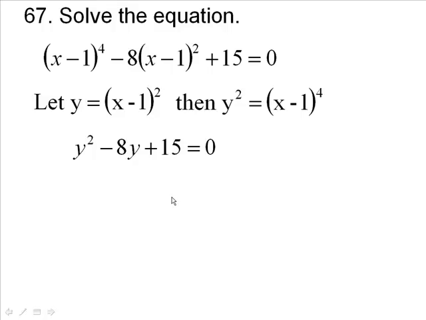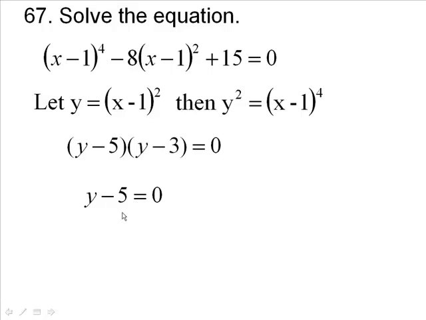Now I can factor this to be negative 5 and negative 3. Negative 5 times negative 3 is plus 15. Negative 5 and negative 3 is negative 8. So let me just replace this with y minus 5 and y minus 3. So we factored that, we got y minus 5, y minus 3. Now, let's consider y minus 5 equals 0. If y minus 5 is 0, y is going to be 5.